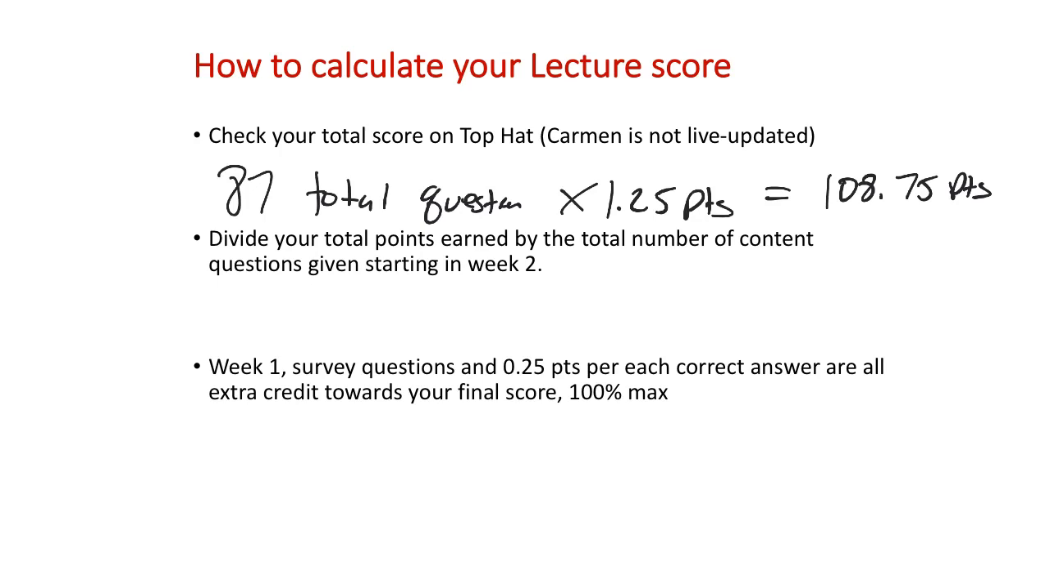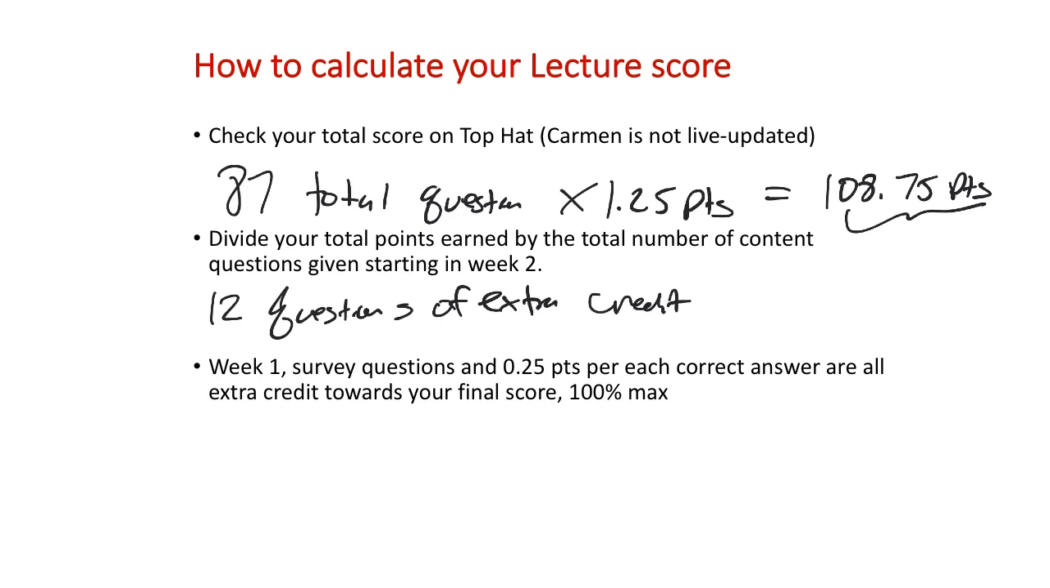If you look in Top Hat at the percent that you've earned so far, it'll tell you the percentage of these points that you've earned. That's not your actual grade that we're going to set at the end of the semester. The way we're going to set your grade is we're going to look at the total points you earned on content questions given beginning in week 2. So we gave 12 questions in total of extra credit of one type or another. I think 8 or 9 questions in week 1 counted as extra credit, and then a few survey questions also counted as extra credit.